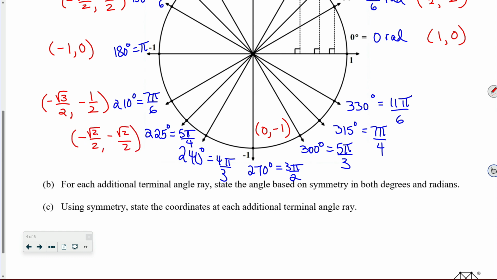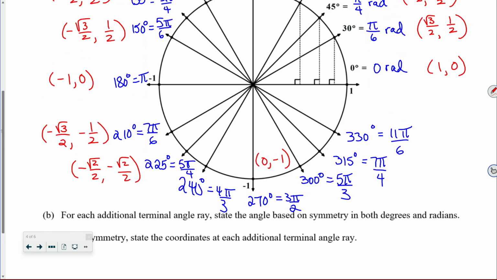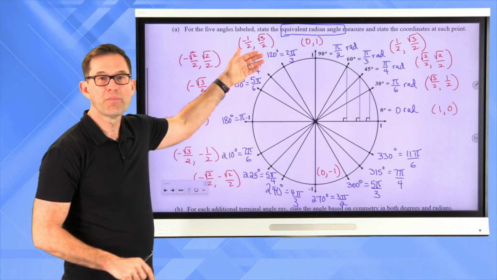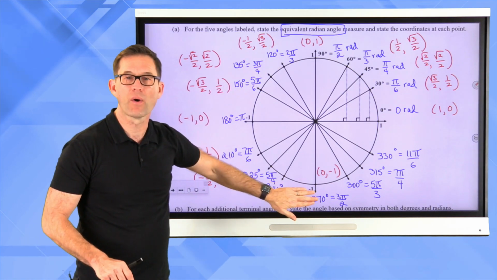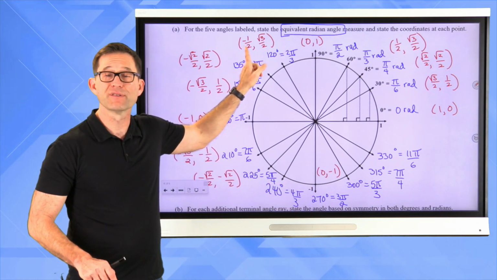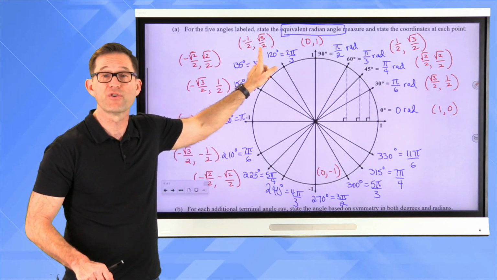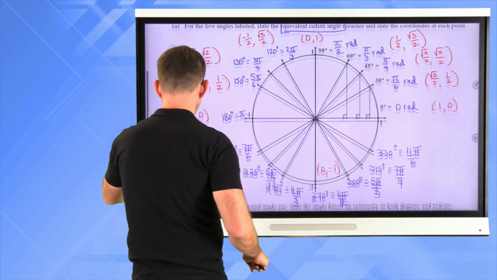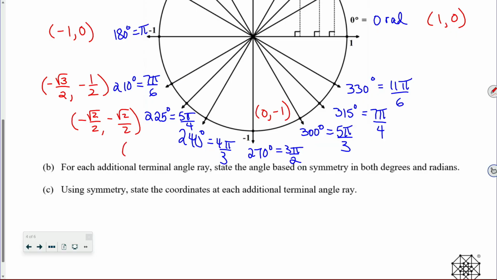Bring that a little bit closer. And the 4 pi over 3 is going to be the 2 pi over 3 reflected across the y-axis. So the negative 1/2 is going to stay as is, and the root 3 over 2 is suddenly going to become negative. So come down here, barely fits it in now. That's going to be negative 1/2, comma, negative root 3 over 2.